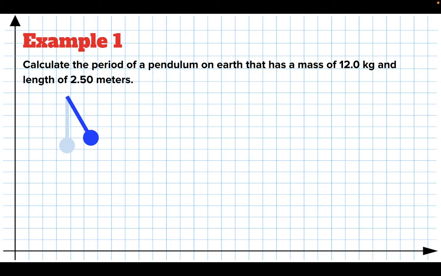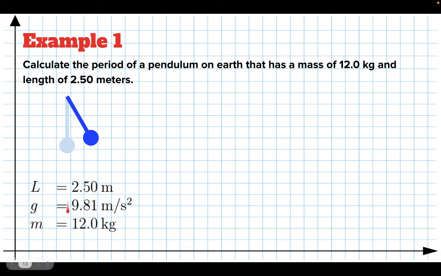All right, so here's our first example. We want to calculate the period of a pendulum that has a mass of 12 kilograms and a length of 2.5 meters. So this is a diagram. It's just a simple little diagram showing a pendulum. Write down what you know. You know the length, you know G because it's on Earth, and you know the mass.